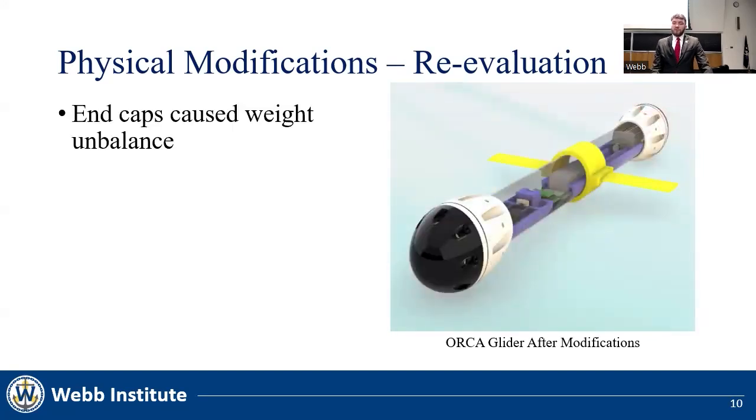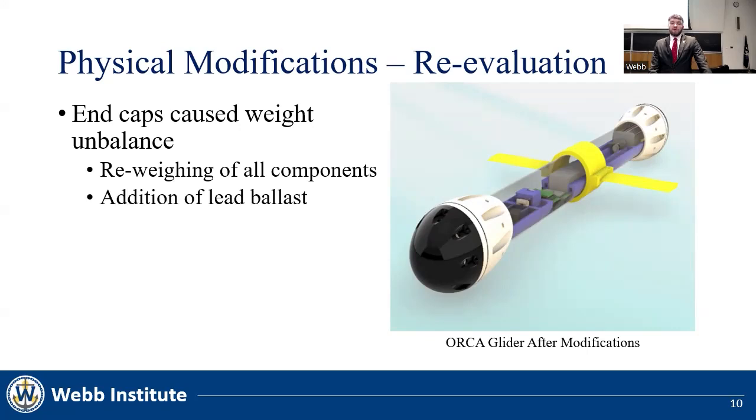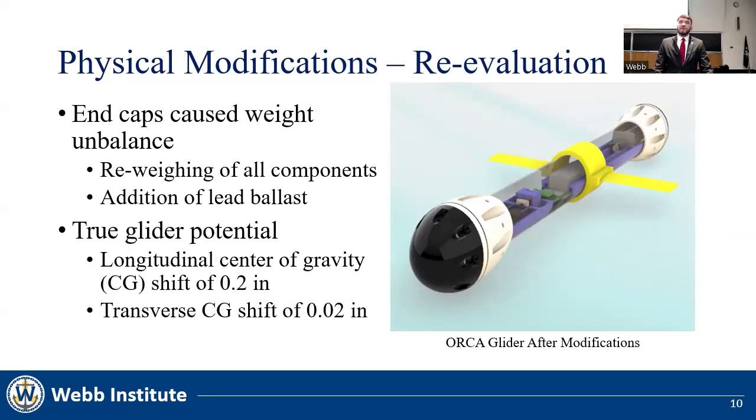However, after the modifications were made, an evaluation of the glider capabilities was necessary. We quickly found that the glider was no longer heavy enough to submerge, which led us to carefully reweighing all of the glider components and adding lead ballast. Along with the design changes, the control capabilities had to be evaluated. It was found that the shift in the longitudinal center of gravity was only 0.2 inches, while the shift in the transverse center of gravity was 0.2 inches.